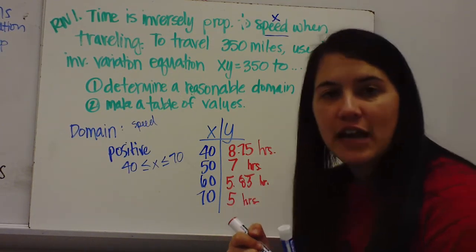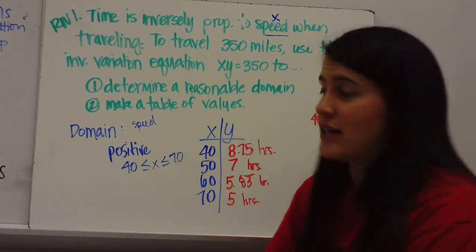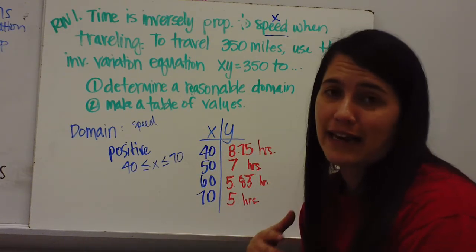So that is a real-life application problem, and we had to find a reasonable domain, which is obviously going to be some high numbers, not 1s, 2s, and 3s, and nothing negative.